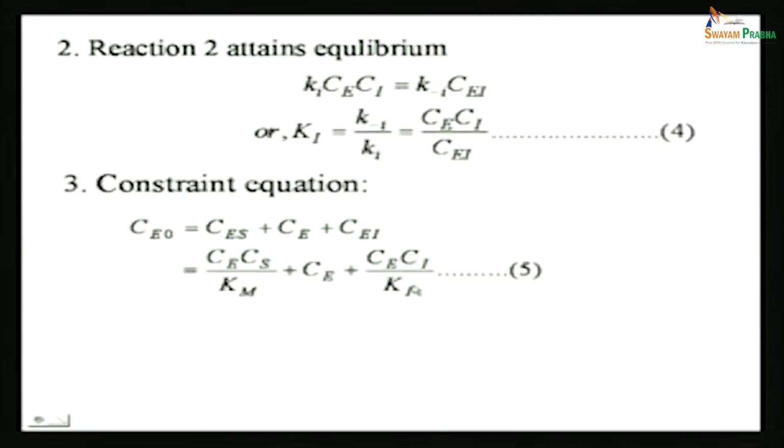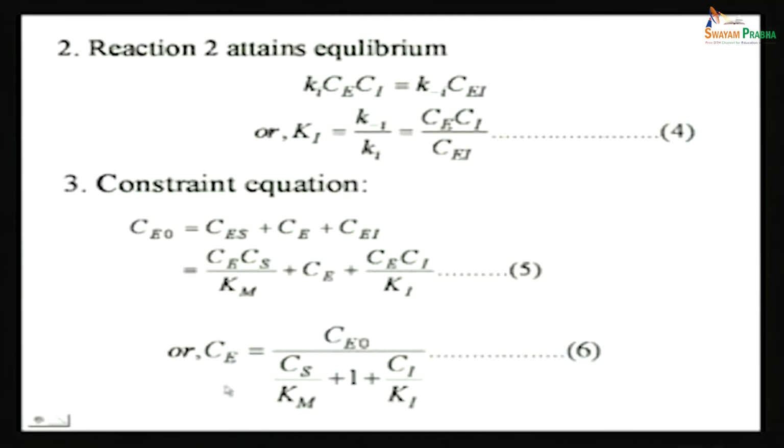What is that step? What do we need to do? One more elimination is left. CI we have already eliminated; look at equation 5 on the screen. What else is left to eliminate now? We did this in the last class. CE, right? Yeah, CE we have to eliminate.